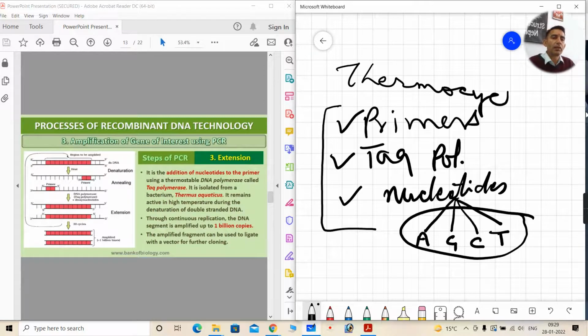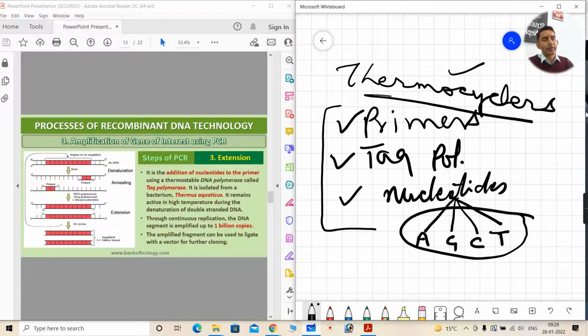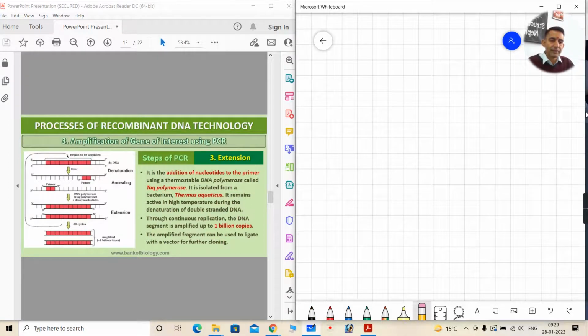So we are adding this to a machine that is known as a thermocycler. What do we call it, beta? The thermocycler machine is where we are adding all these materials, and whenever we switch it on, the automatic process will start and we need not do anything. After continuation of this process, within some minutes we will be getting 1 billion copies of that desired DNA. Now how will the extension happen? Let us see.